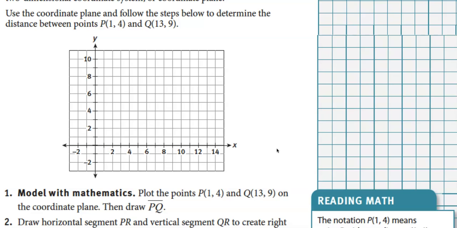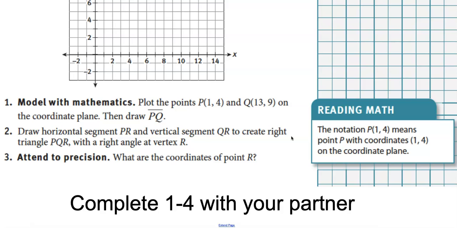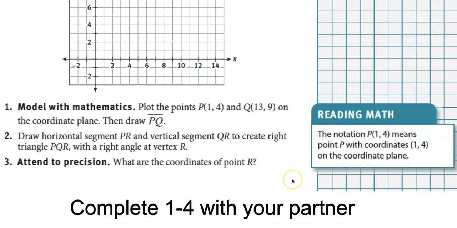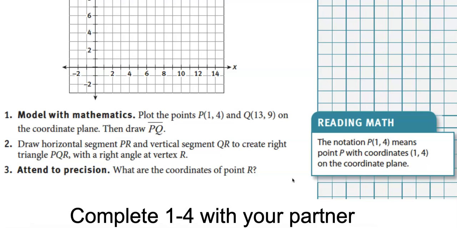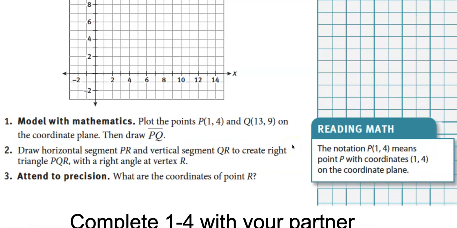So you're going to use the coordinate plane and follow the steps below to determine the distance between point P at (1, 4) and point Q at (13, 9). You are going to work on 1, 2, 3, and 4, which is on the next page, by yourself because you're not with a partner. Try 1, 2, 3, and 4, and then press pause, and we'll go over it. But remember, when we read math, the notation P(1, 4) means that point P is located at coordinates (1, 4) on the coordinate plane. All right, try 1, 2, 3, and 4, and then we will go over our answers.